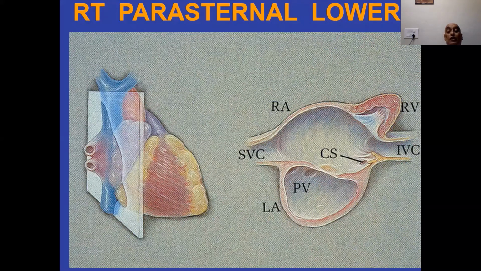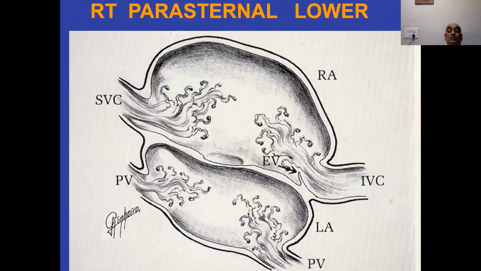But it's a very good view for the atrial septal defect, because the ultrasound beam is at right angles to the atrial septum, and if there is an ASD, you are parallel to the flow from the left atrium to the right atrium. You are actually parallel to the flow. So it becomes a very useful view to evaluate the atrial septum.